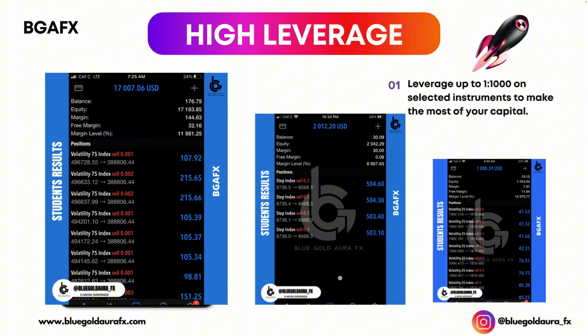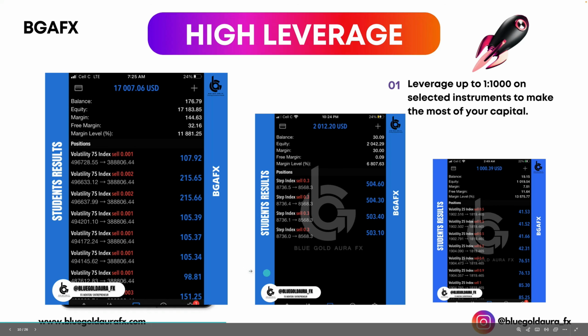All right. So one of the reasons why I love trading synthetic indices is because of the high leverage that we are given when trading. We are able to get a leverage of up to 1:1000 on selected instruments to make the most of your capital. This is the reason why you are able to start with small capital and make a lot of money, right?